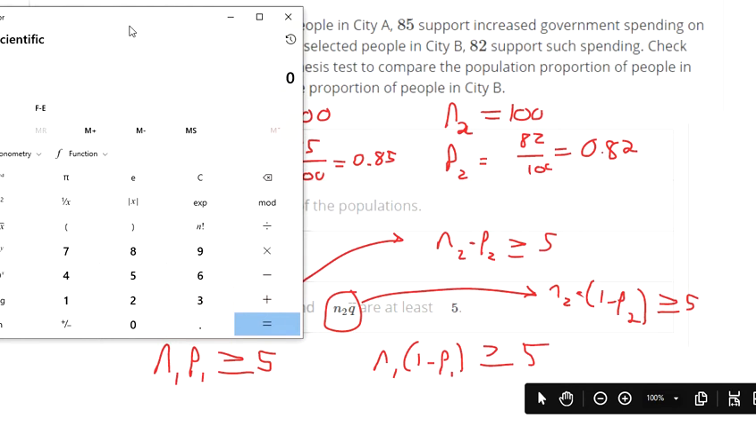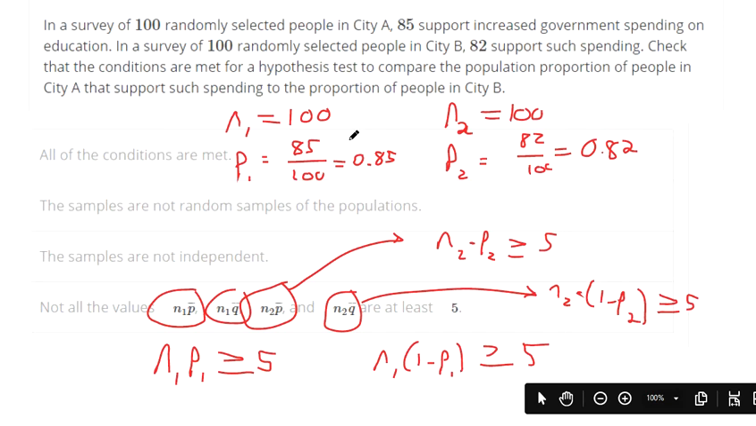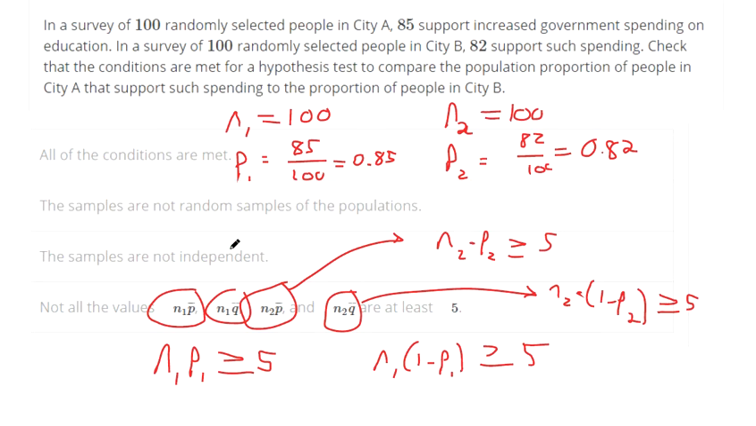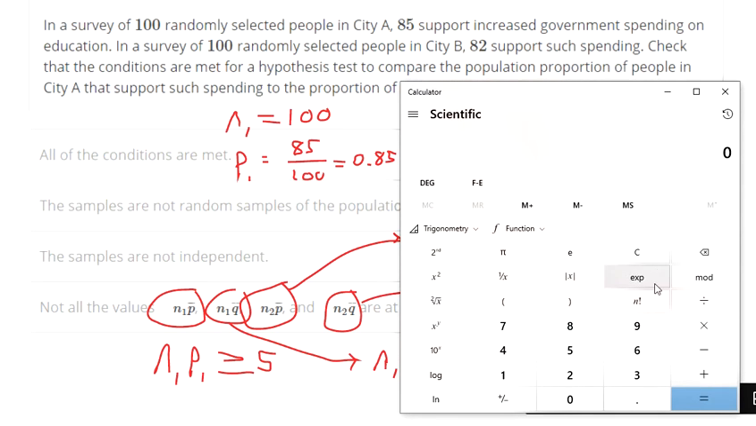Let's start with the first one, N1 times P1. Here's our N1. Here's our P1. If you multiply 100 times 0.85, that gives you 85. That is greater than 5, right? So that's good. That means it's satisfying this condition. It's at least 5. Let's check the next one on our list. That Q stands for 1 minus P, right? So this is N1 times 1 minus P1. P1 is 0.85 as a decimal. And you multiply that by N1, that's 15, that's greater than 5.